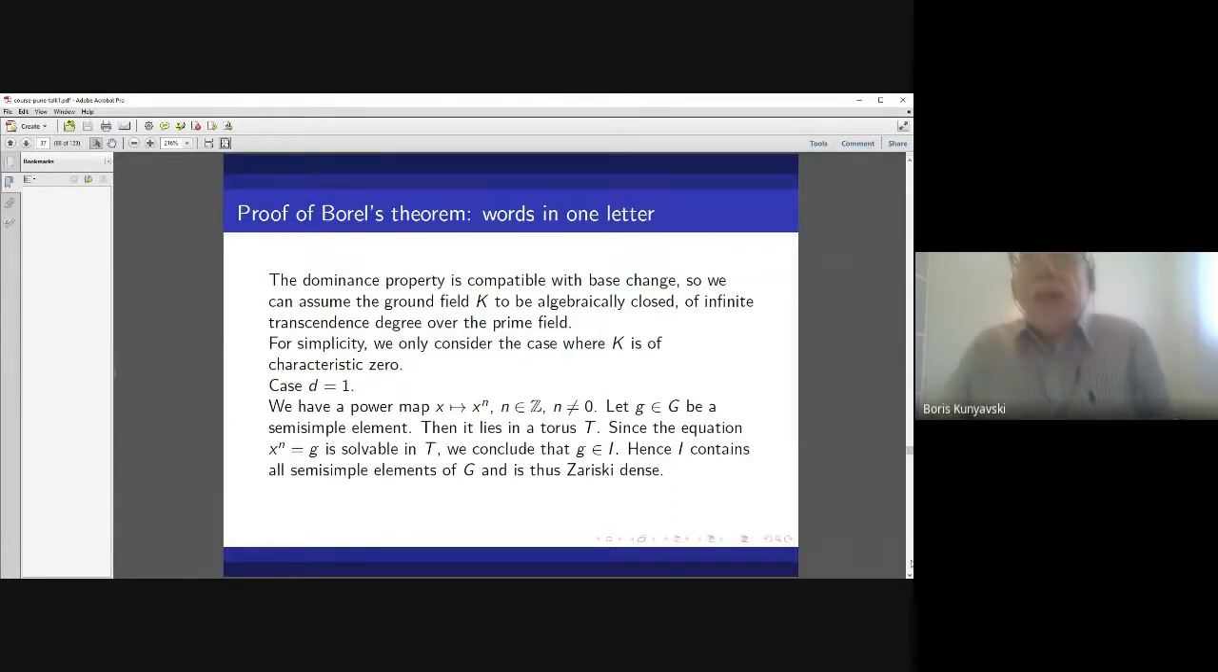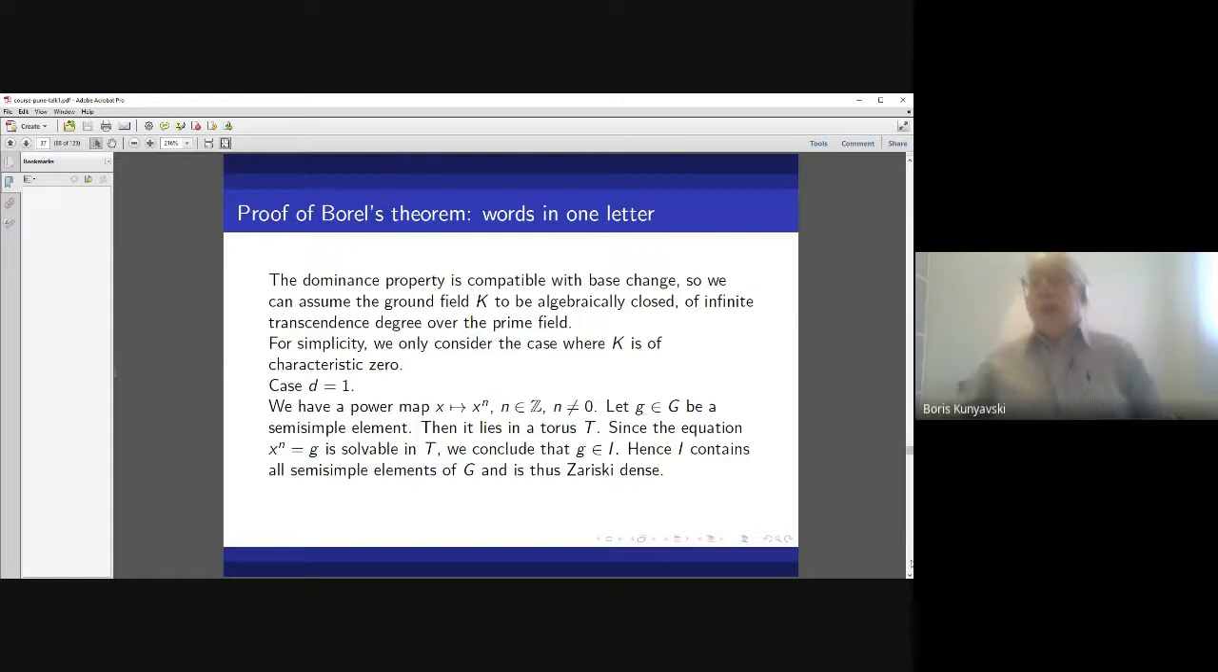We pick a semi-simple element G. According to the general theory of linear algebraic groups, it lies in some torus, some diagonal group. We consider our power equation, and it's a classical fact that it is solvable in T. Our field is algebraically closed, so it's infinitely divisible, so it's solvable in the multiplicative group, and then it is solvable in the product of multiplicative groups. This is in the textbook by Armand Borel. So our G is in the image.